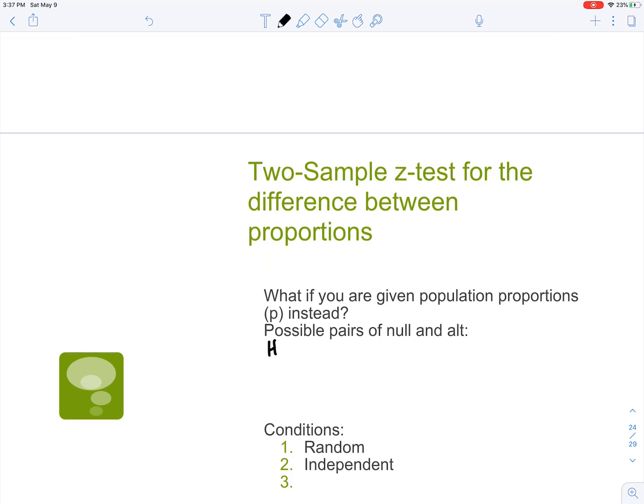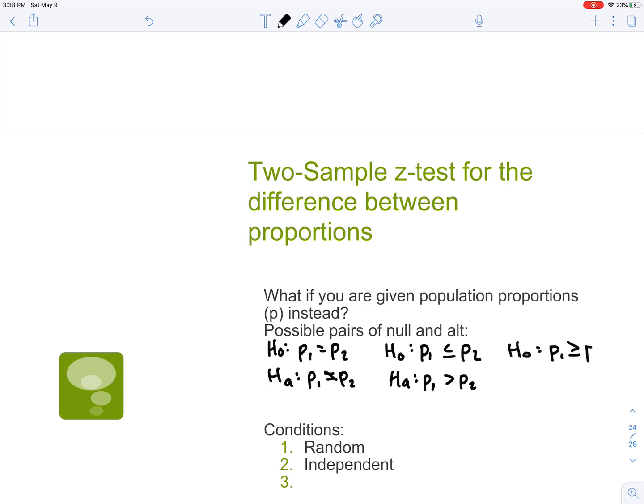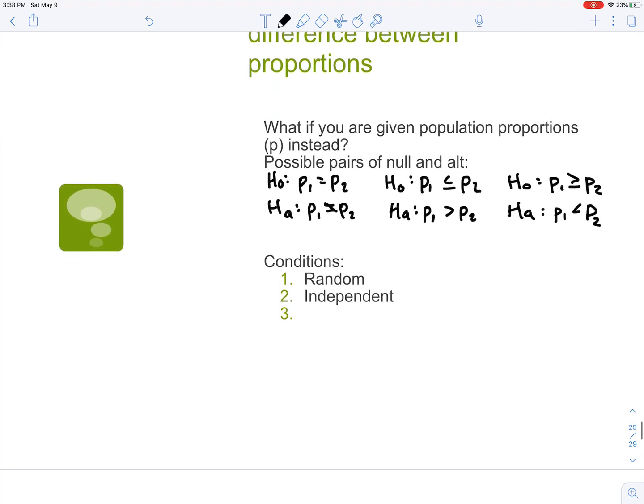Possible pairs of the null and our alternative could look something like this. Or this. Or lastly, it could be this. But we would be comparing the two population proportions in some way. So again, once you find p, you can find q because q is going to be 1 minus p.